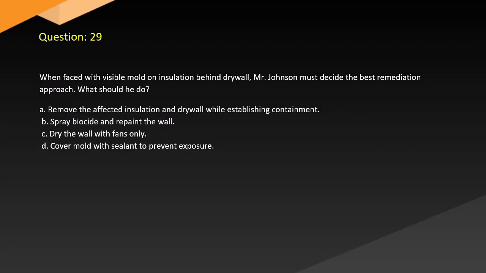Question 29. When faced with visible mold on insulation behind drywall, Mr. Johnson must decide the best remediation approach. What should he do? A. Remove the affected insulation and drywall while establishing containment. B. Spray biocide and repaint the wall. C. Dry the wall with fans only. D. Cover mold with sealant to prevent exposure.